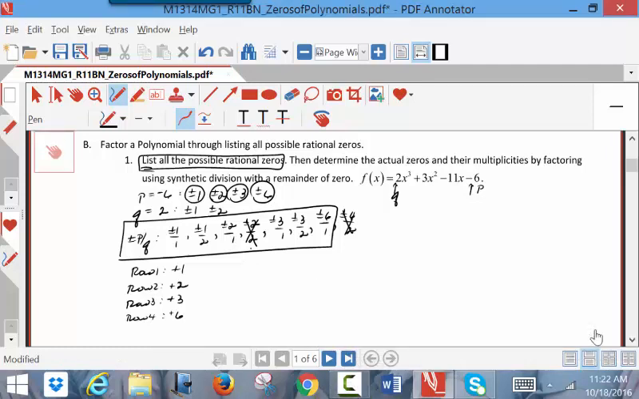Okay, so after everyone tried this, y'all decided that the 2 is the only one that works, right? This is the one that works? Okay, so I'm going to show it up here now.